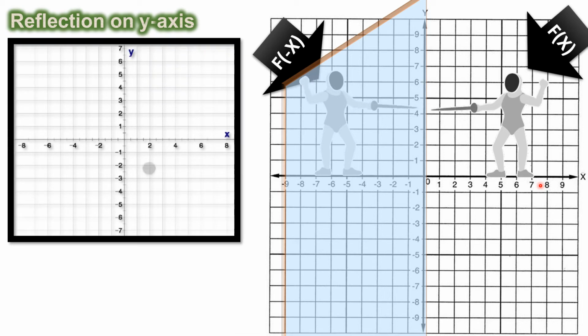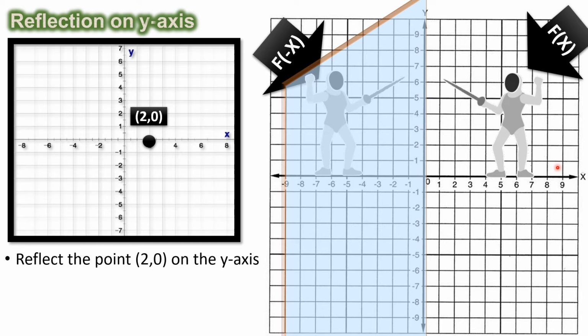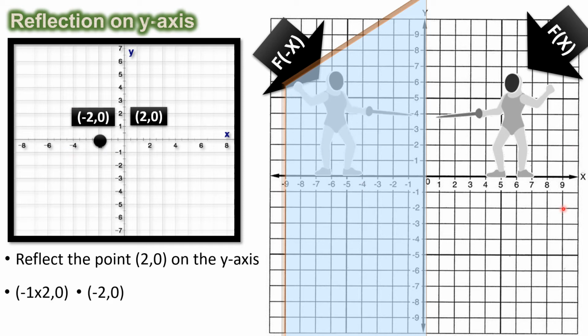Okay, let's take an example here. We have this point 0 and 2. 2 and 0, I'm sorry. We want to reflect it on the y-axis. So we multiply the x value by negative 1. It's f of negative x. So negative 1 times 2 will be negative 2 and 0. So the new point will be here, negative 2 and 0. And the old point is here. Just as a mirror. Consider the y-axis as a mirror.